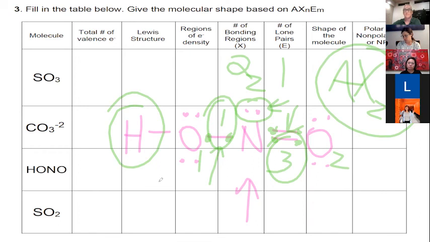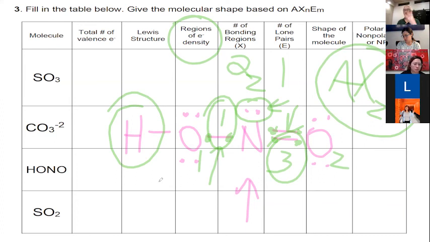No, the double bond isn't counted as 2 different bonding regions. It's a region in space where you're going to find electrons. That's all a region means. So regions of electron density, meaning where my electrons are.